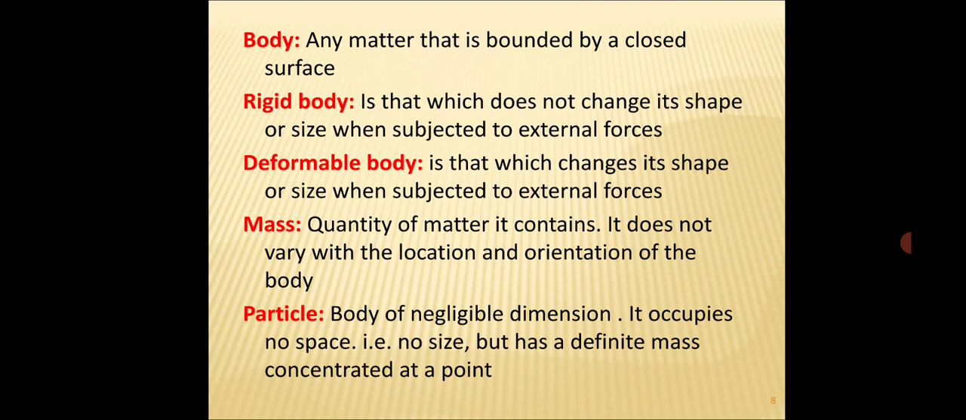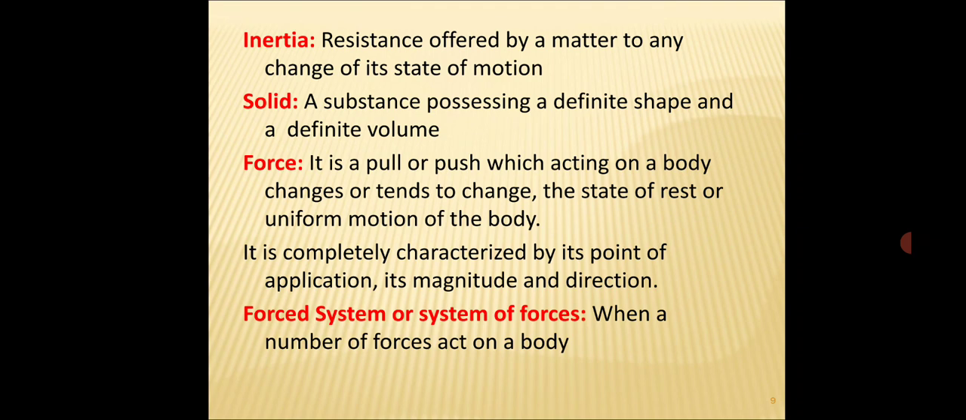So next one is the particle. What is that? A particle means a body of negligible dimensions. It occupies no space, that is, no size, but it has a definite mass considered at a point. So particles. Okay. So next is inertia. Inertia means the resistance offered by the matter to any change of its state of motion.